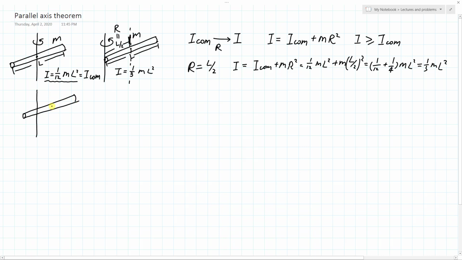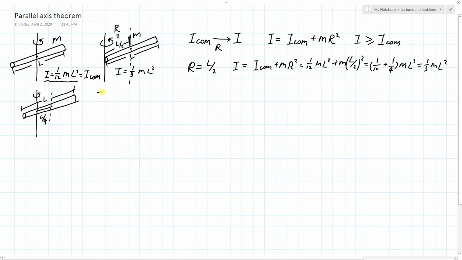Okay, so now this is the center of mass, and we still have the same exact dimension in L. And here that distance moved is L/4. Alright, so we're rotating around this point a quarter of the way from one end. So what is the rotational inertia of this object now?